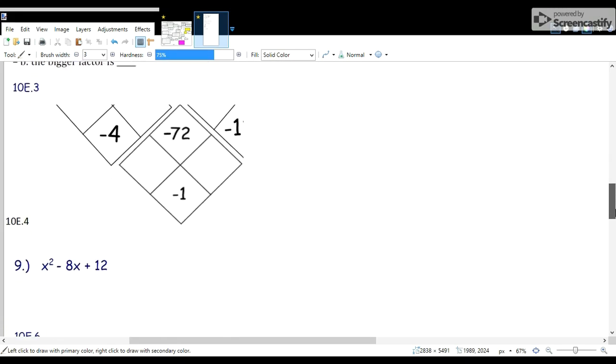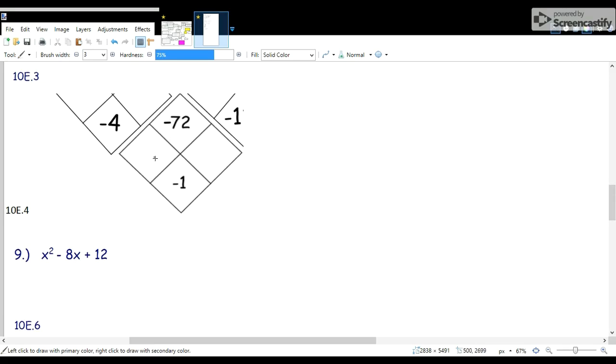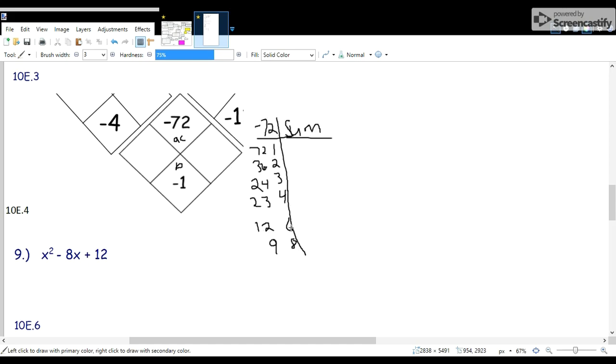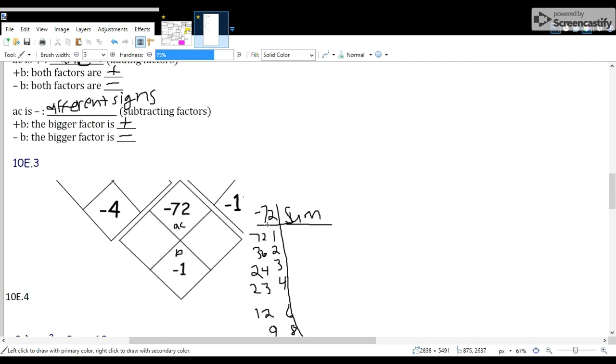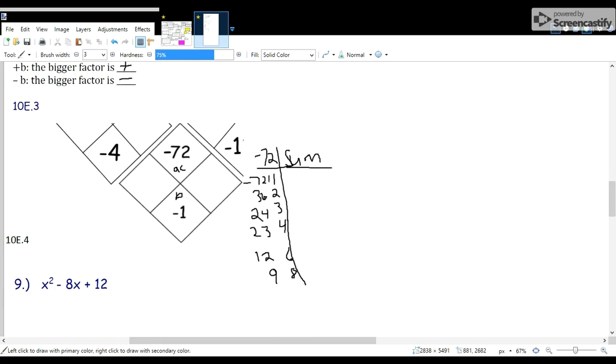Let's move on to page 4. So we have an x right here. So here's our a times c, and this is our given b. So we want to find two numbers that multiply to negative 72 and add to negative 1. So we could go ahead and draw a table from here. Now from here, we could go ahead and write our factor pairs. And from looking at the previous page, our a times c is negative, so we're going to have different signs. And the b is negative, so the bigger factor is going to be negative. Let's go ahead and put minuses and pluses right here. So you're really going to be subtracting these.